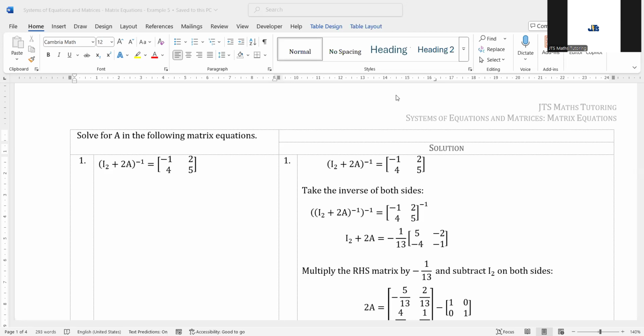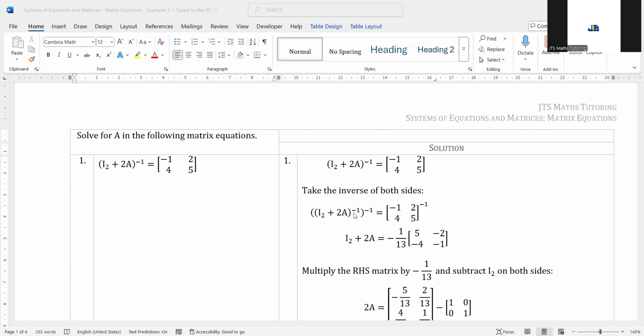Let's start from where we stopped last year. Today we are continuing with the matrix equations. So we wanted to solve for A in this matrix equation. For us to be able to do that, we are going to take the inverse on both sides. We all know that when you take the inverse of an inverse, you arrive at the original matrix. So this is exactly what is happening here.